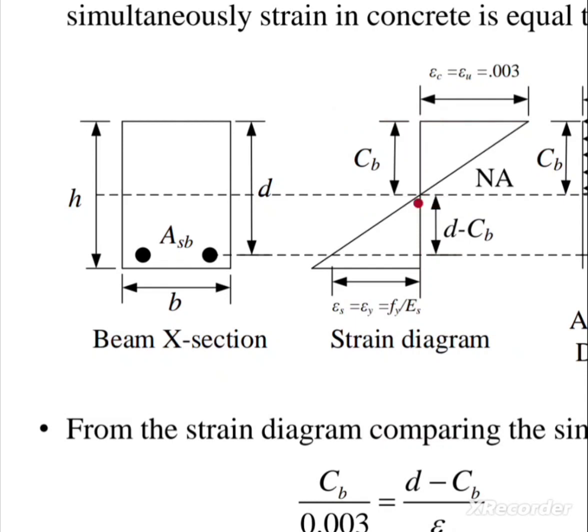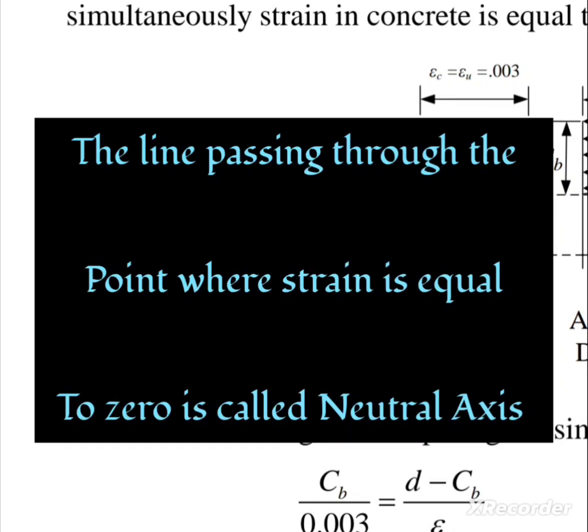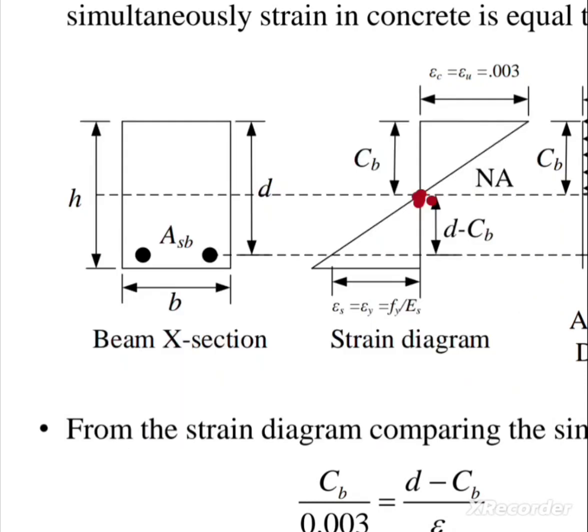If the strain is equal to 0, then this point is called the neutral axis, and the line passing through this point where the strain is equal to 0 is called the neutral axis of any type of beam. So the line which crosses the point where the strain is equal to 0 is called the neutral axis. The distance from the neutral axis to the upper fiber is denoted by CB.